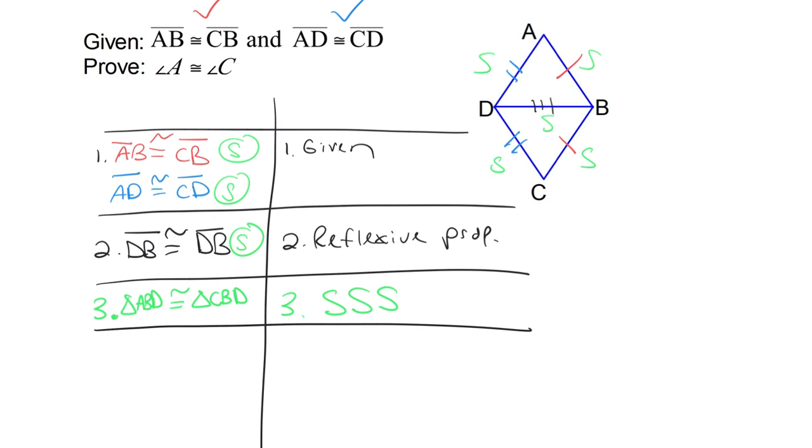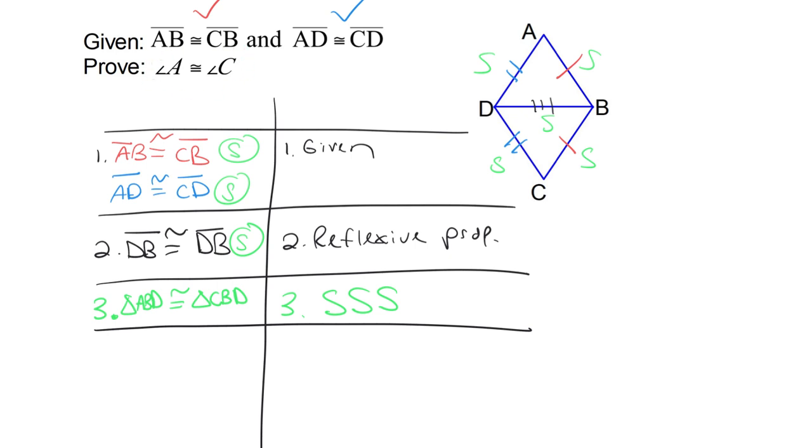So now that I've proven the two triangles are congruent, all of the remaining parts are congruent. So for example, this angle right here would be congruent to this one. This angle right here, C, would be congruent to A. And this one over here would be congruent to this one as well. All right, so we only care about proving A is congruent to C.